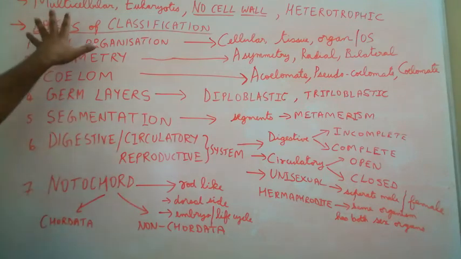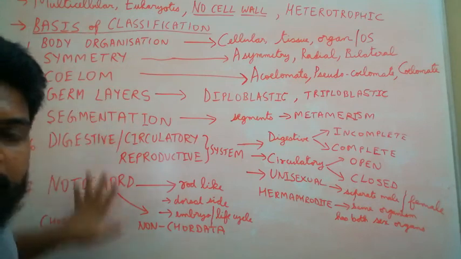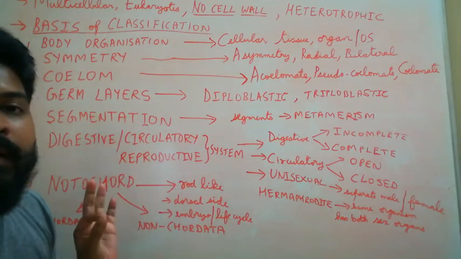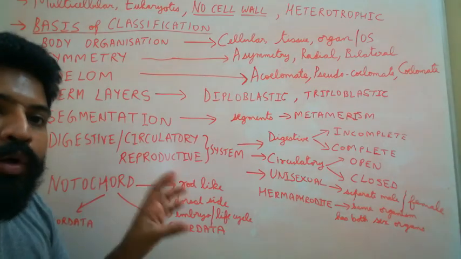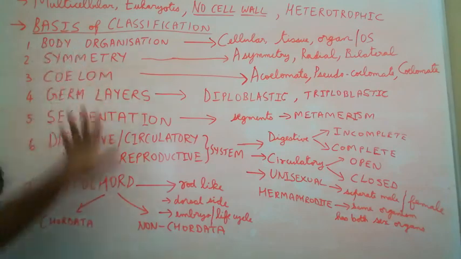Now, on the basis of these 7 points, let us now quickly chart out the different types of animals grouped under different phyla on the basis of this criteria.